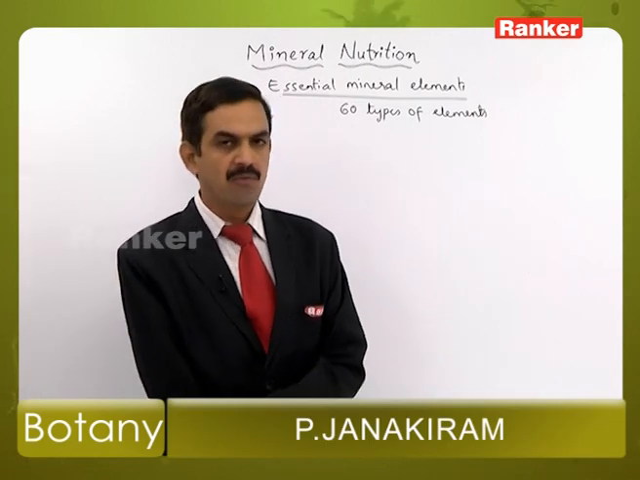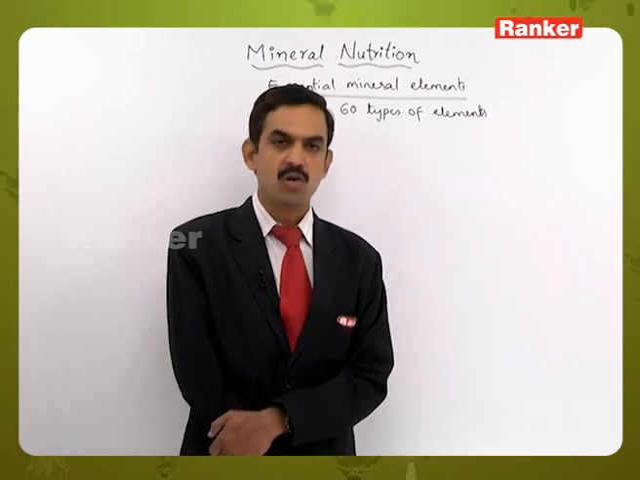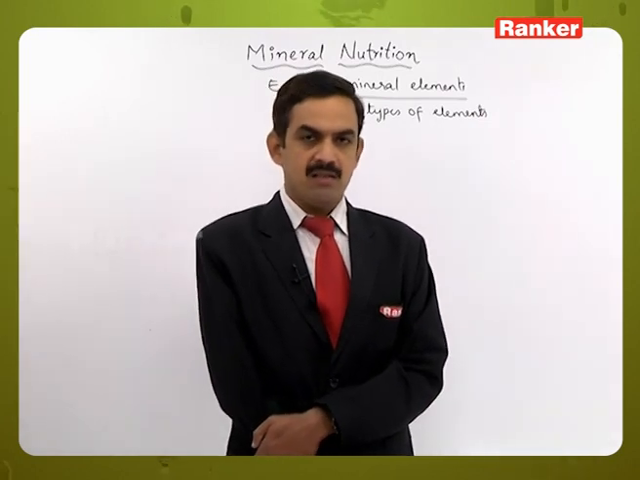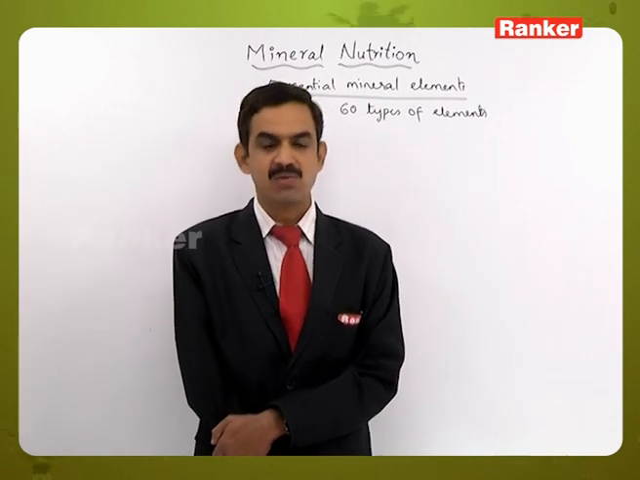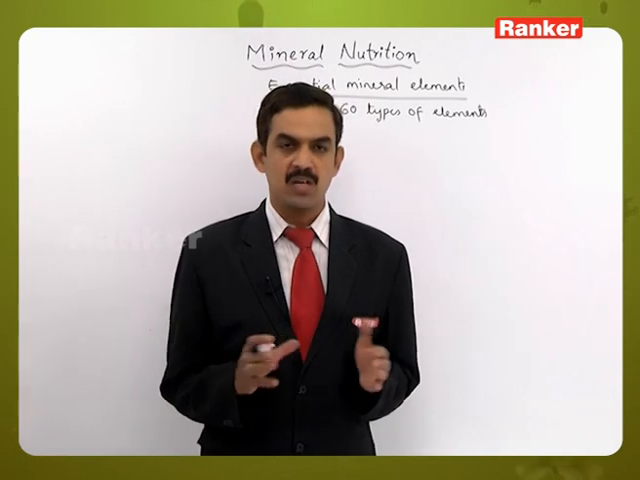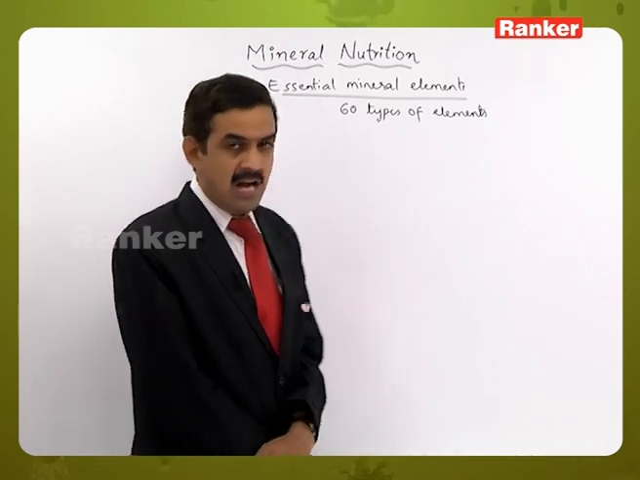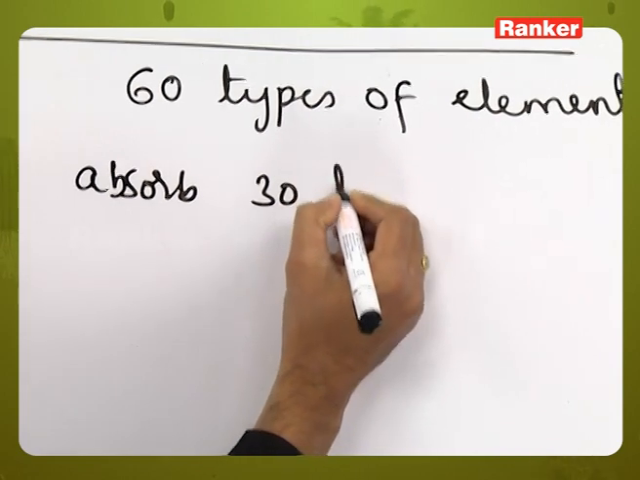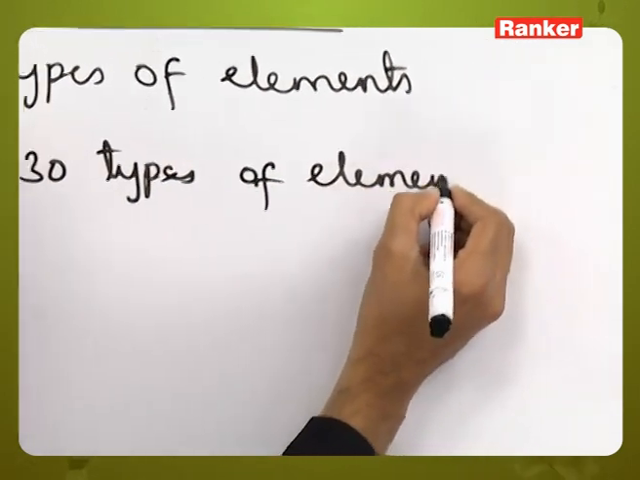But the majority of the elements are commonly present in almost all the plants, which are required for growth and development of the plants. That means some plants may have common elements, but some plants will have some particular type of element which may not be present in the other plants. So if you add all those types of elements, it comes to nearly about 60 types of elements, and the plants will absorb nearly 30 to 40 types of elements from the soil.